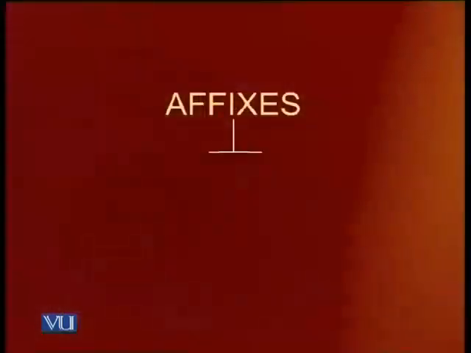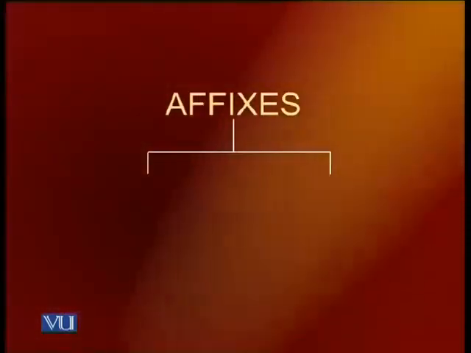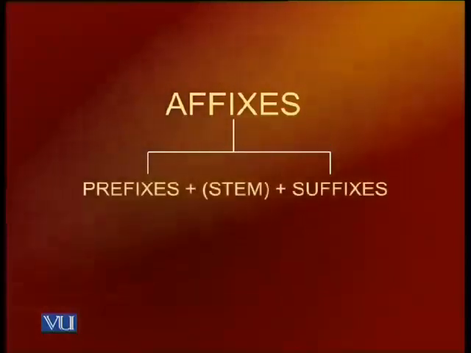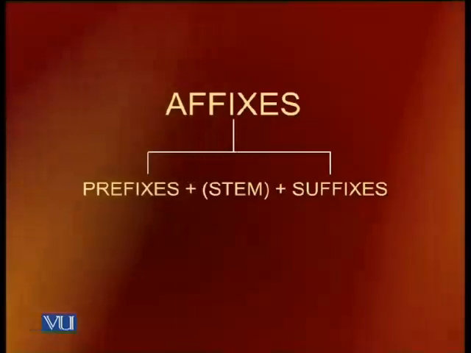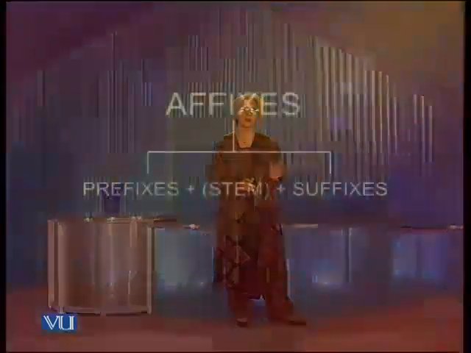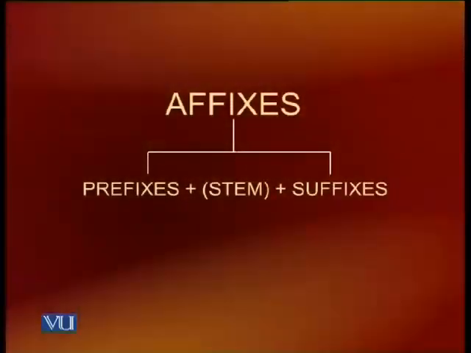An English word can be divided into three parts: a prefix, a stem or root, and a suffix. Prefix, the pre part, as the word pre tells you, means before. Therefore, prefix is that part of the word that comes before the stem or the root.